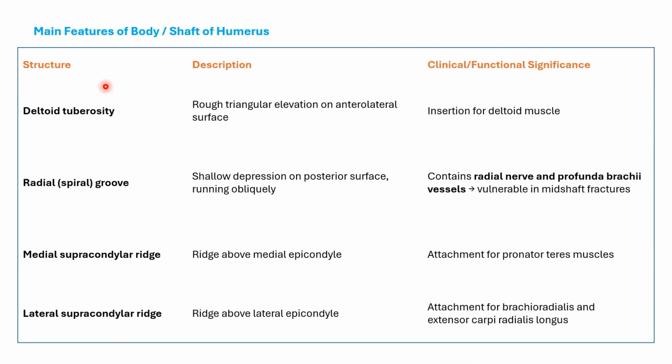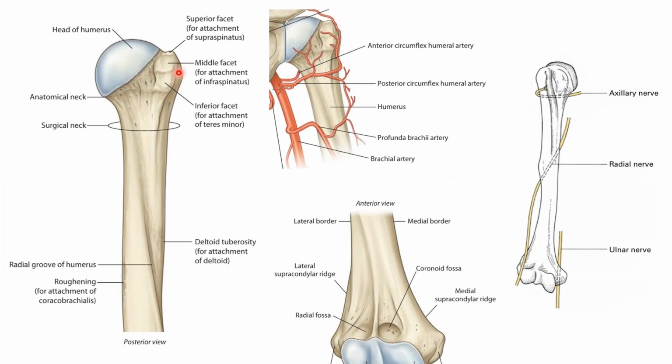Okay, now we learn about main features of the body or shaft of the humerus. They are the deltoid tuberosity, radial or spiral groove, medial supracondylar ridge, and lateral supracondylar ridge. You can see this is the deltoid tuberosity, this is the radial groove of the humerus, this is the lateral supracondylar ridge, and this is the medial supracondylar ridge near the distal end.